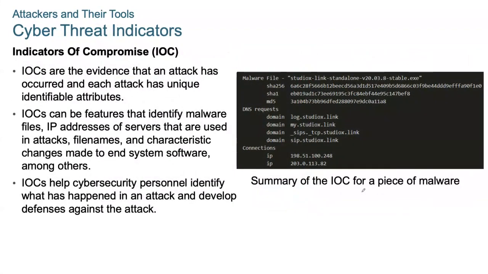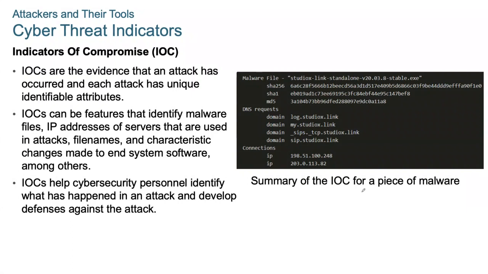So here, one of the examples for that is cyber threat indicators. Many network attacks can be prevented by sharing information about these cyber threat indicators. We call them IOC, indicators of compromise. Each attack has unique identifiable attributes, and indicators of compromise are evidence that an attack has occurred.